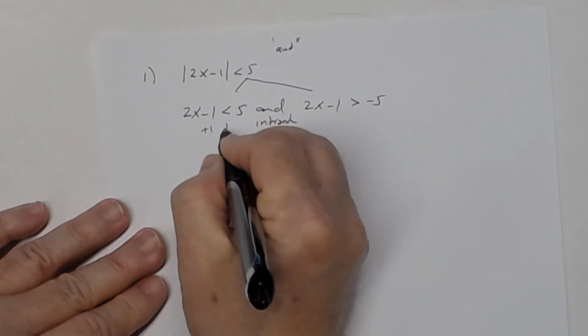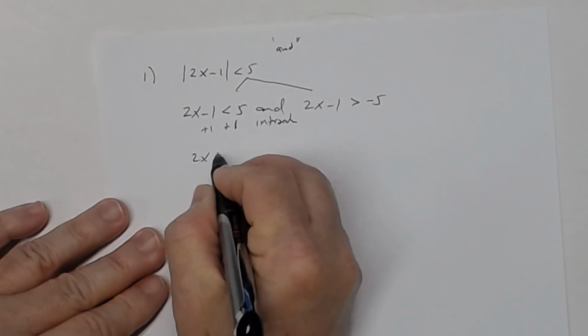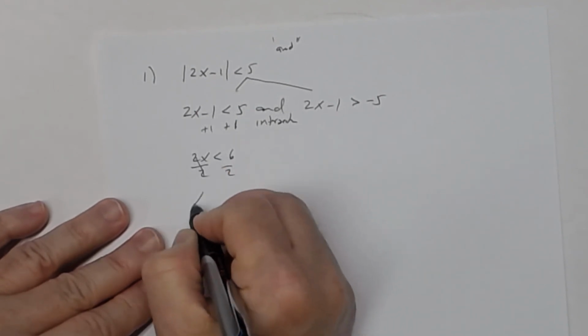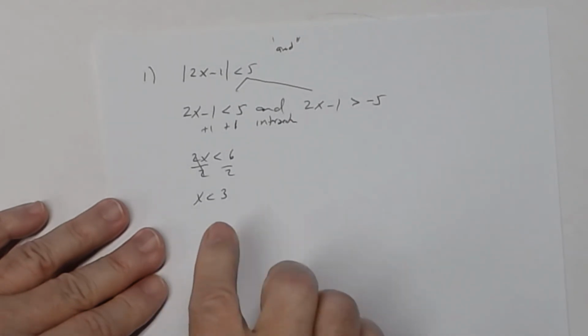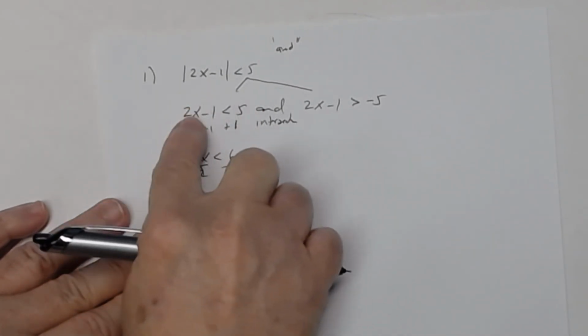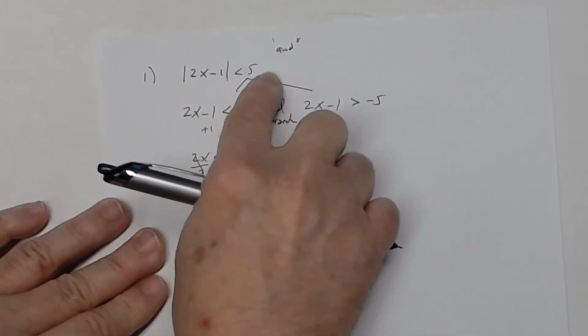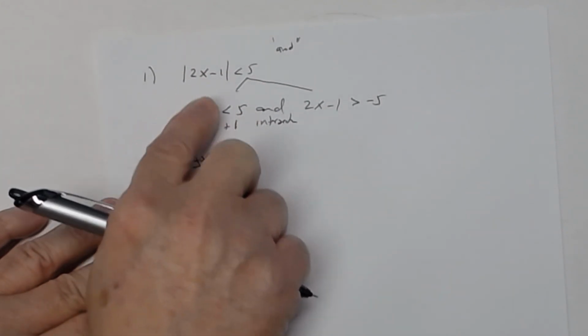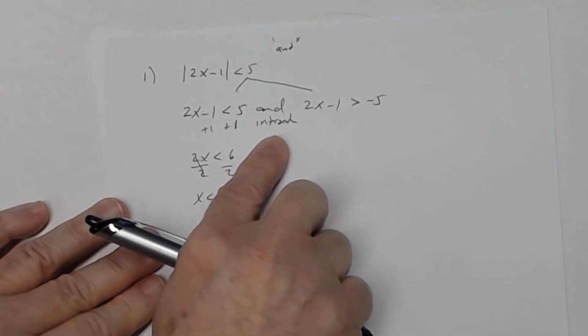So I'm going to add 1 to both sides. So I get 2x is less than 6. Divide both sides by 2. I get x to be less than 3. Now remember, x is less than 3 is a solution to this. It may not be a solution to the original, to the absolute value. Okay, that's where that intersection comes in.